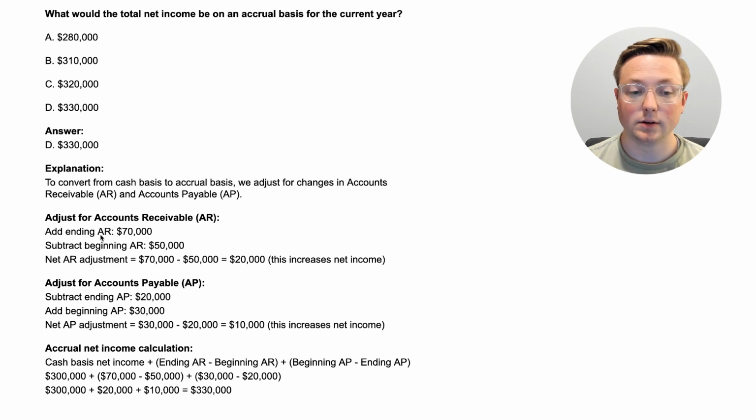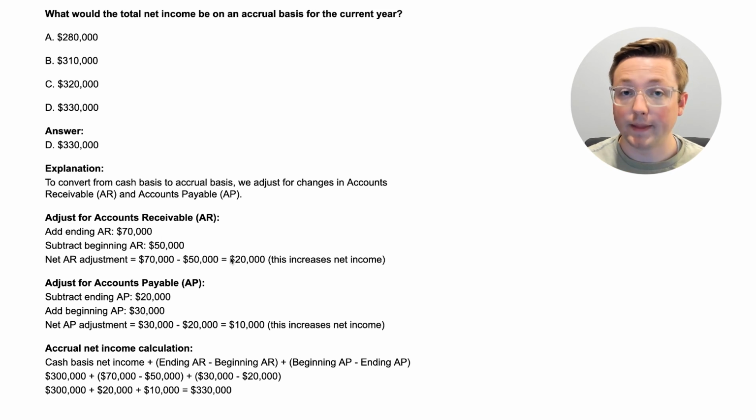So when you net those, adding the ending and subtracting the beginning, you get a $20,000 increase in accounts receivable, or really a $20,000 increase in income. And we're going to dive a little bit more into this in the other questions. But if you think about that, if accounts receivable increased by $20,000 throughout the year, and that makes sense because it ended at $70,000, it began at $50,000.